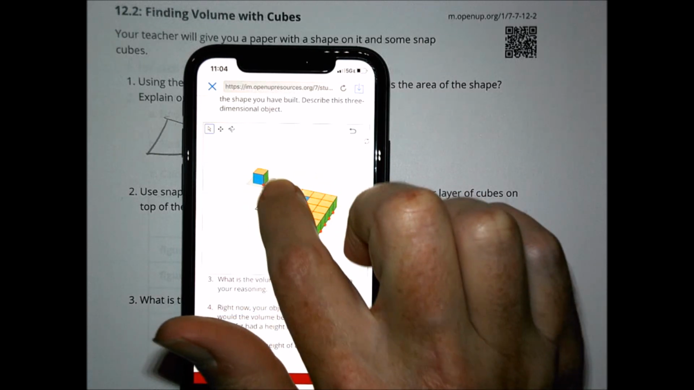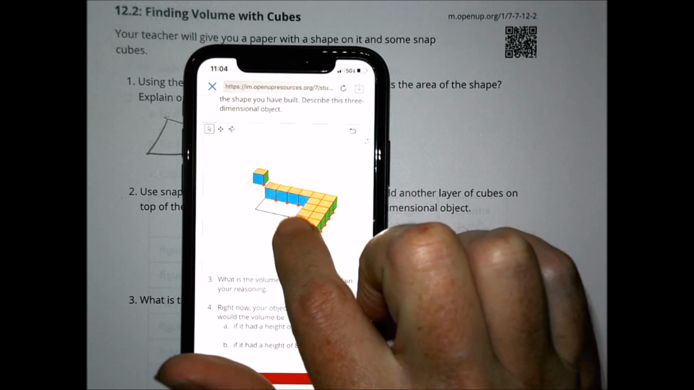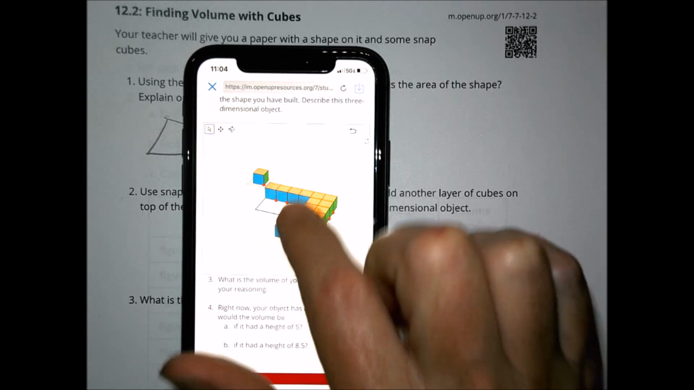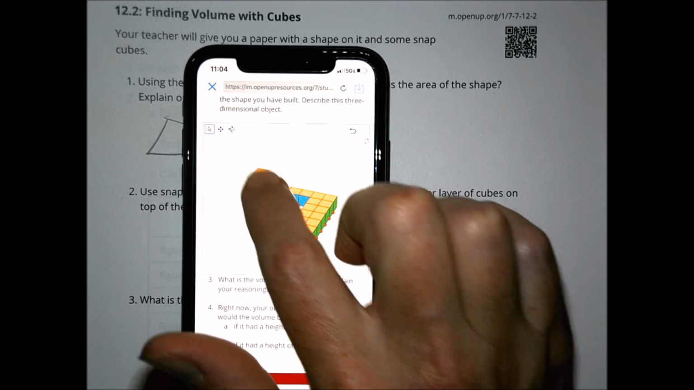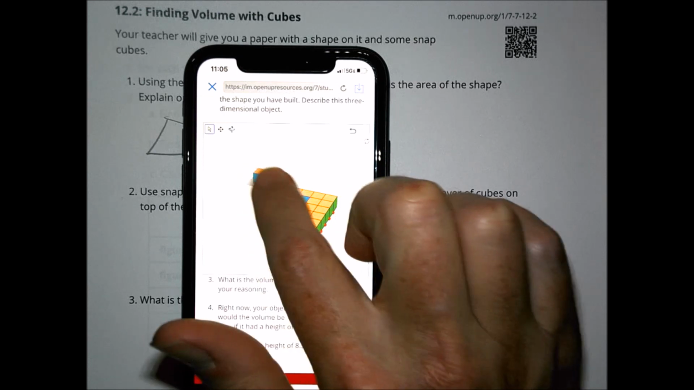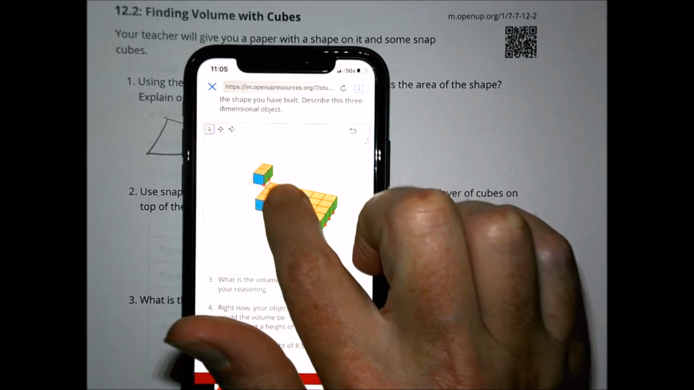So we can fill that in like so, and by doing that, what we notice is, we can see that by filling in all those spaces, so to speak.